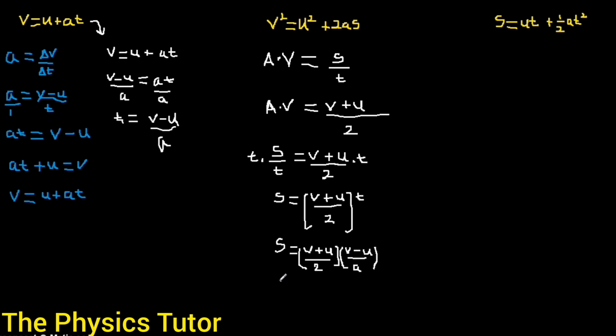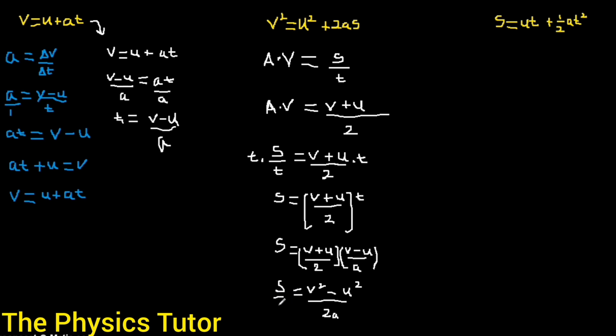Now s is equals to v plus u times v minus u, which is the difference of two squares. That is equals to v square minus u square, all over 2a. Comparing this equation to this equation, we know that we have to make v the subject of the relation.